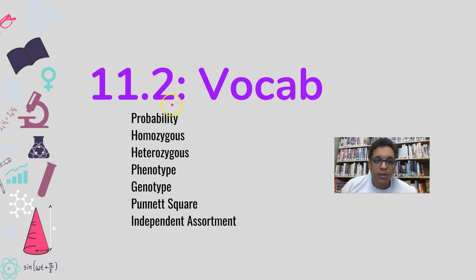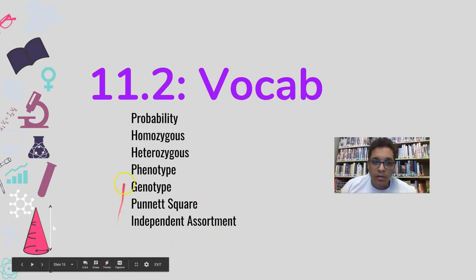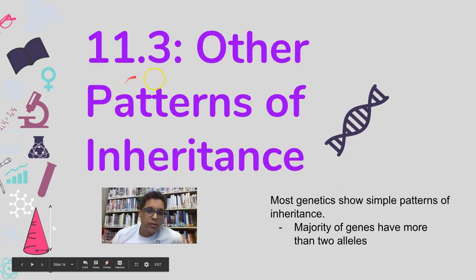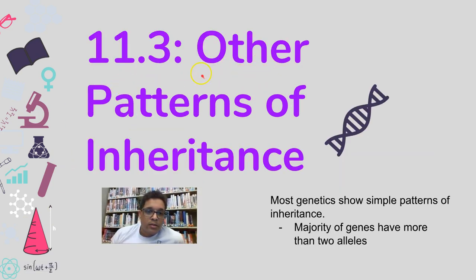That's it for section 2. And so this is the vocab that I covered. You should be able to have these defined, and if you weren't able to get all these terms, make sure you go back and get them in the lecture. Now starting with section 3, so it's the other patterns of inheritance.